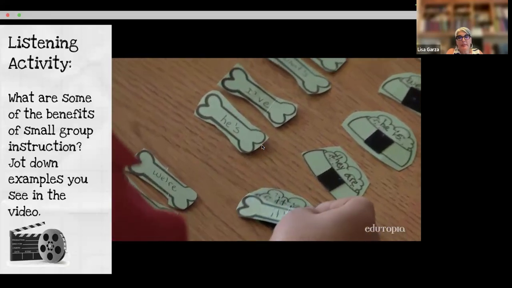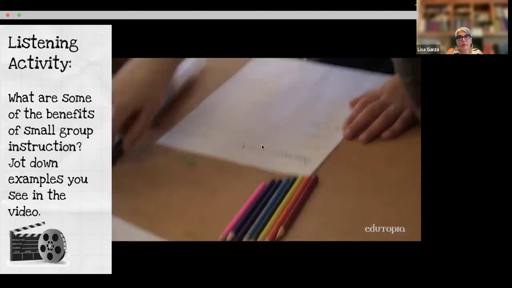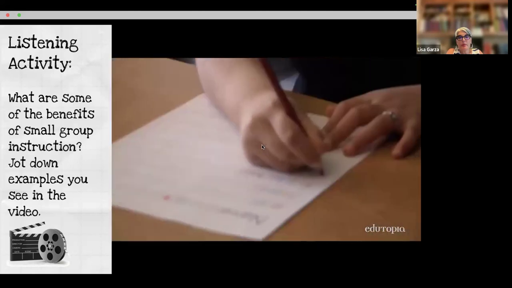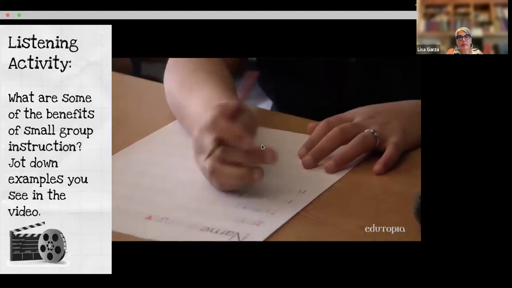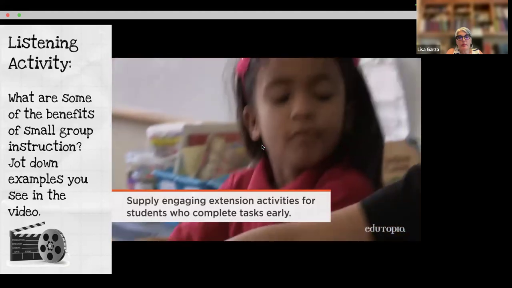And then after we do that, we do rainbow writing. That's another way that we differentiate. If students are able to get through more work, then they have some freedom of choice. Clean it up, switch it up.